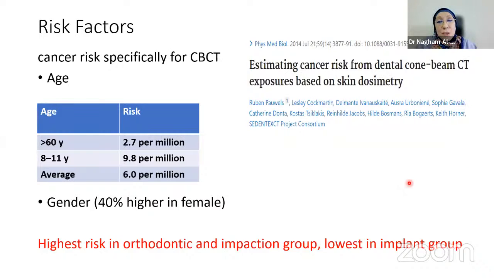Interestingly, the study shows that the higher risk group was in the orthodontic patient and in impaction patient, but less in the implant patient. And the reason for that is that patients undergoing impaction treatment or orthodontic treatment are usually in a much younger age group than the group that have implant treatment. So the younger we go, the more risk is to ionizing radiation.